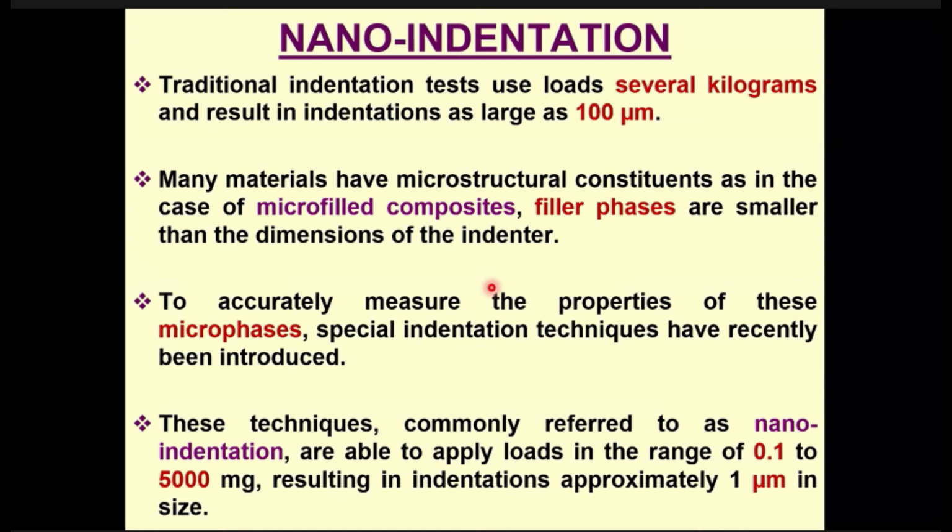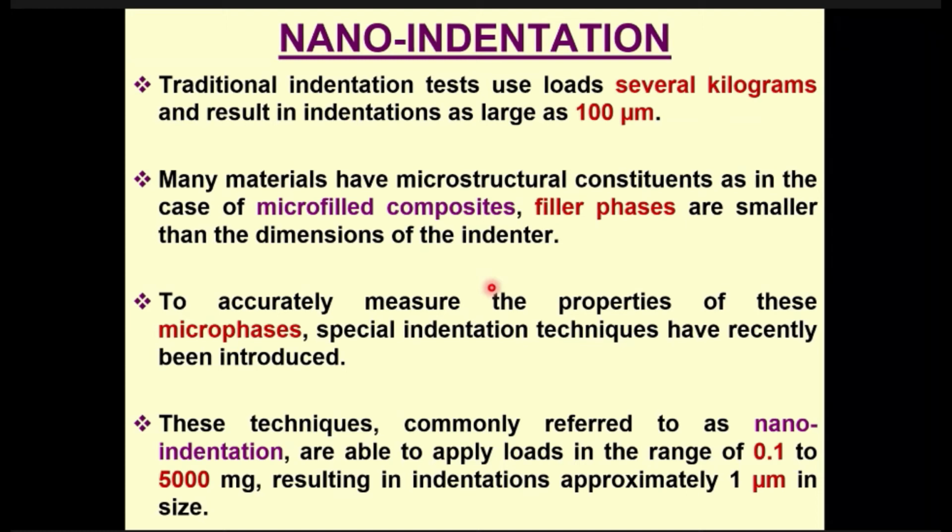Otherwise, our materials are mostly composite, which means they are a mixture. We will teach you composite materials in the next term. Composites are materials which are a mixture of more than one material, like filler particles and matrix. So they might have different hardness in different phases. For example, filler has a different hardness, and matrix or polymer has a different hardness. So we can use nano indentation for measuring such materials.